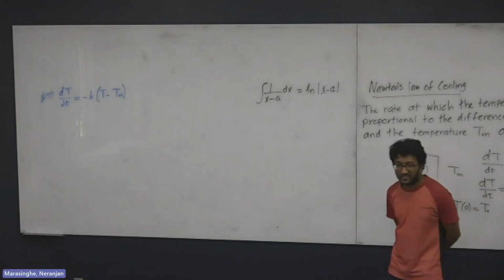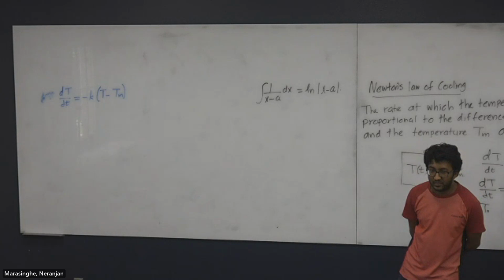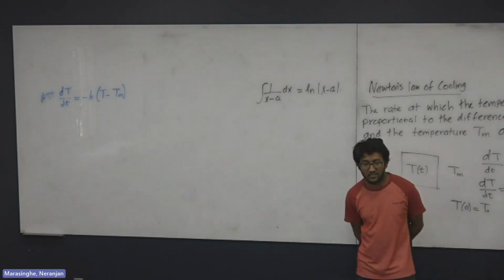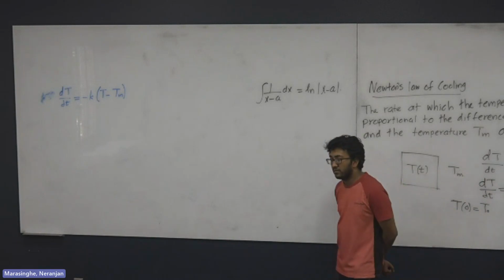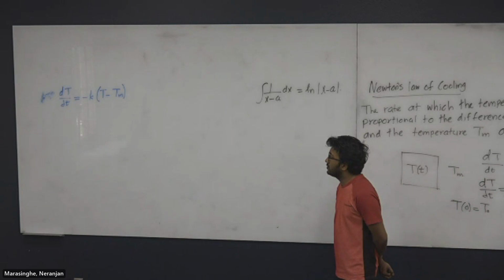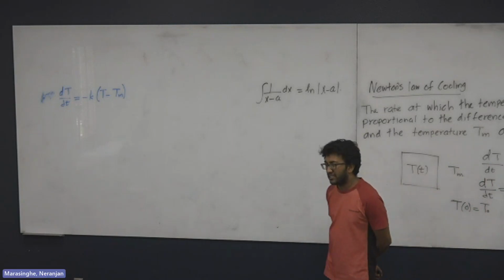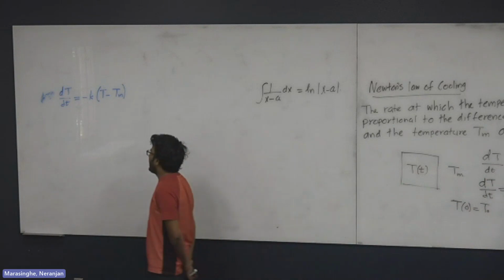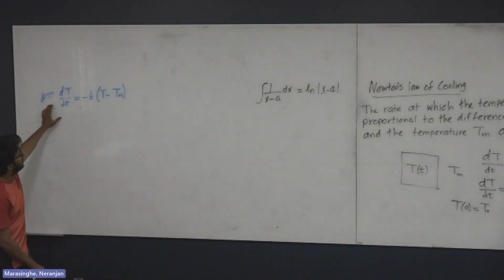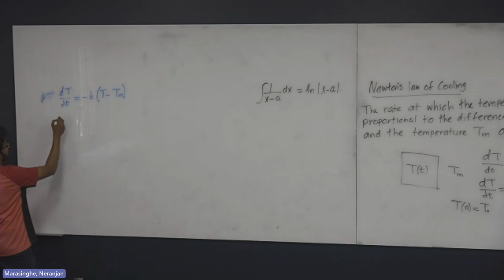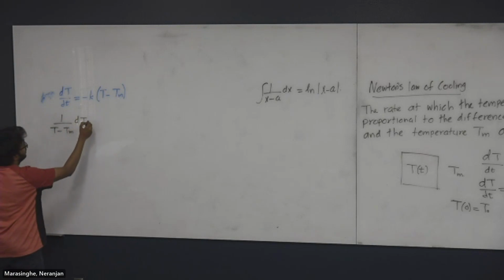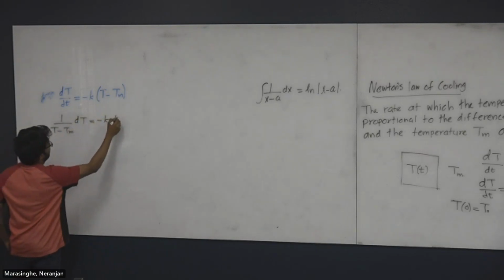Did anyone get the answer? The solution to the differential equation, T minus Tm equals C times some exponent, e to the minus kt. Let's see. So first I would separate. I would get 1 divided by T minus Tm dT equals minus k dt.